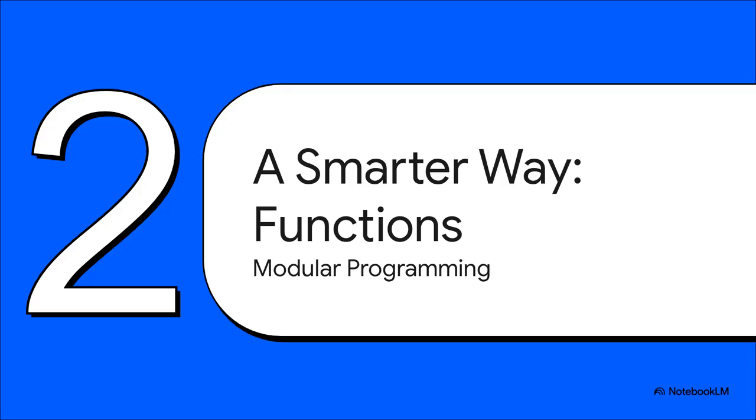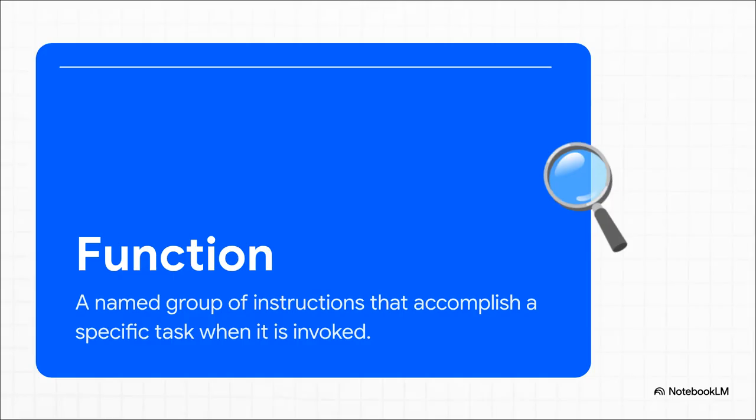Its secret weapon, its superpower, is the function. The whole idea is to take a big, complicated problem and just smash it into smaller, bite-sized pieces that are way easier to handle. So what is a function exactly? Well, think of it as a little mini program. It's a block of code that you give a name to, and its whole purpose in life is to do one, and only one, specific job. You write it once, and then you can just call it by its name whenever you need that job done.